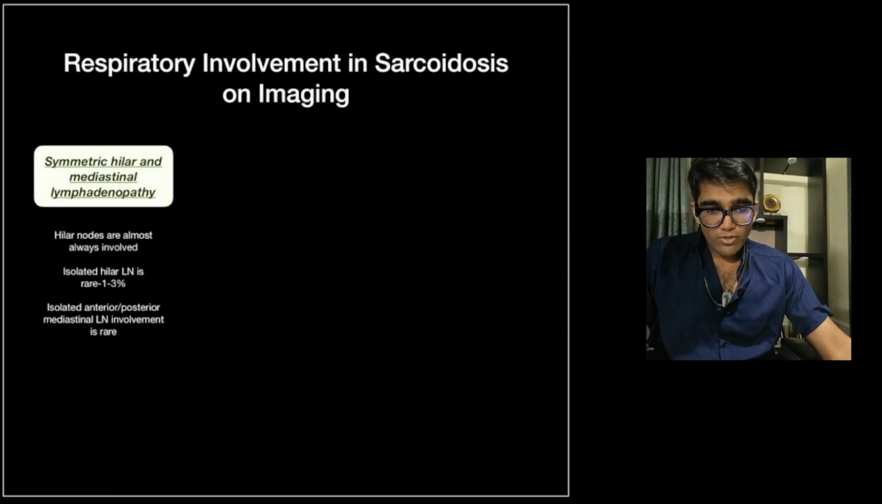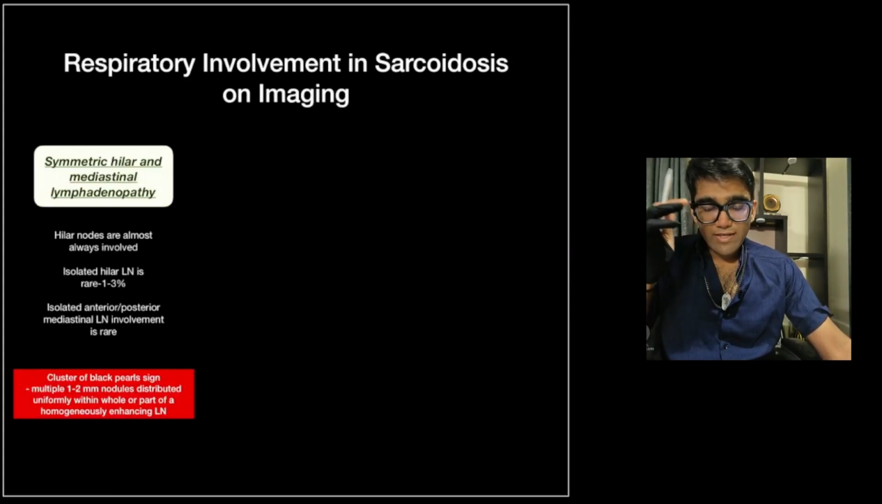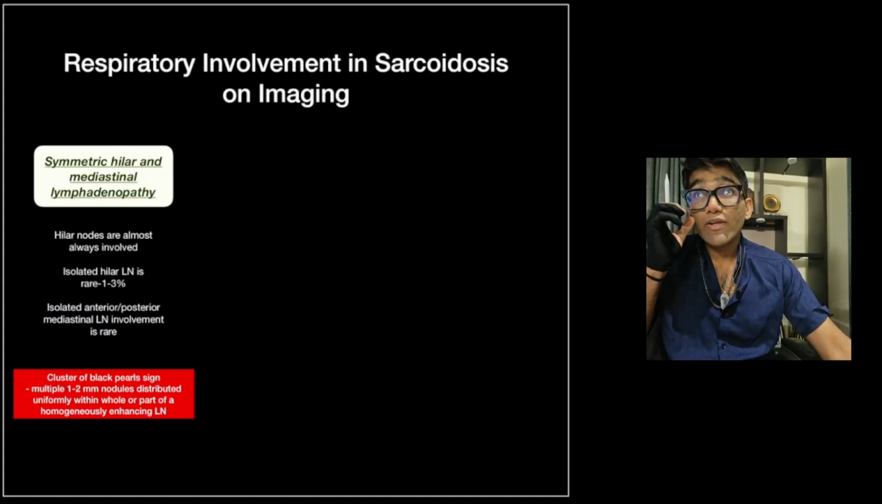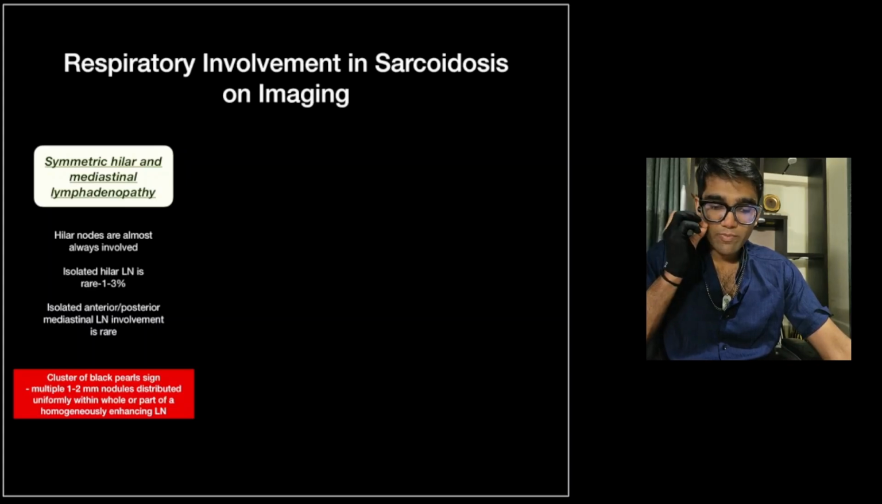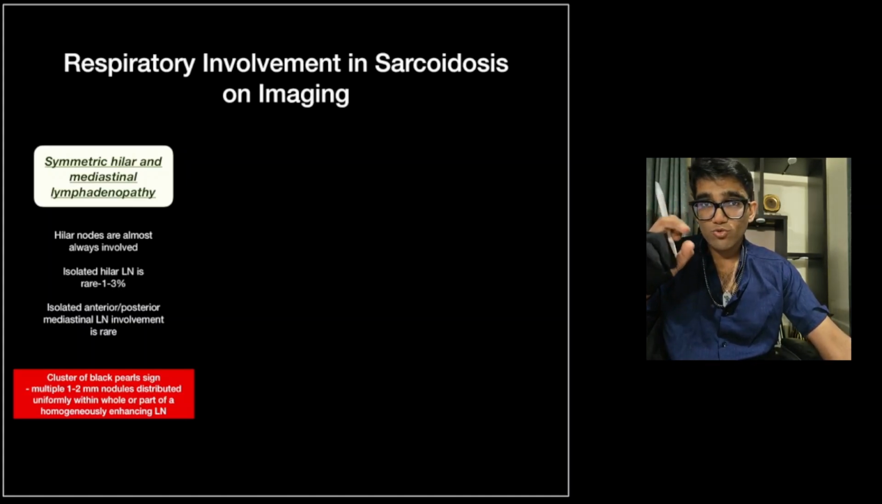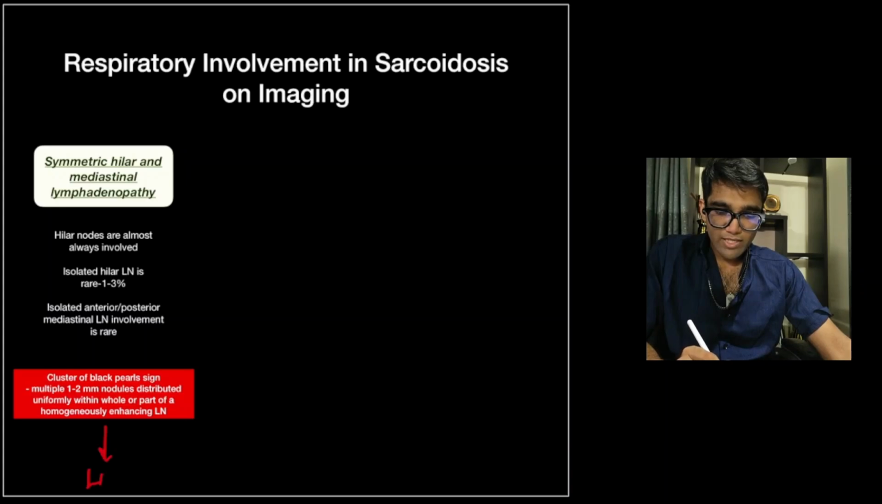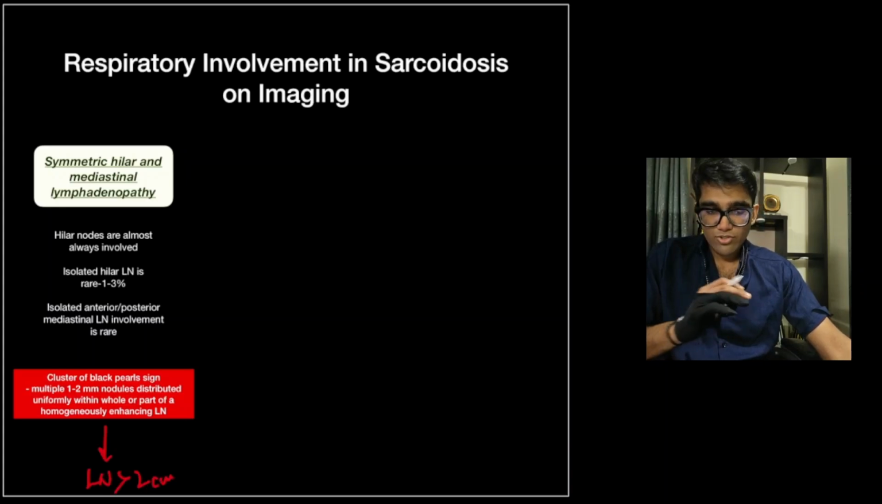Okay, so in sarcoidosis, the most important and prevalent imaging finding is actually symmetric hilar mediastinal lymphadenopathy. Usually lymph nodes are quite large. That is also something that you need to understand. Now, when you do contrast enhanced imaging on axial sections, you may see multiple small 1 to 2 millimeter nodules distributed uniformly within the node, and this is called the cluster of black pearl sign because the nodules actually are granulomata which don't take up contrast, whereas the rest of the lymph node enhances. Now, another very important thing is that the lymph nodes are usually larger than 2 centimeters in the shortest axial diameter.